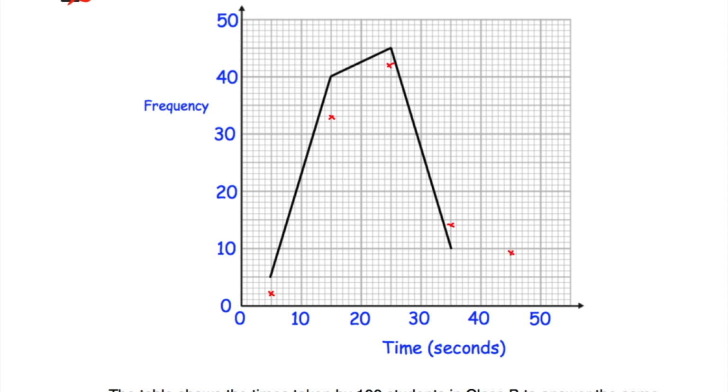Then we're going to get a ruler and pencil and join those up. So ruler and pencil and join those points up. The first to the second to the third to the fourth, and the fourth to the fifth. And that's our second frequency polygon.